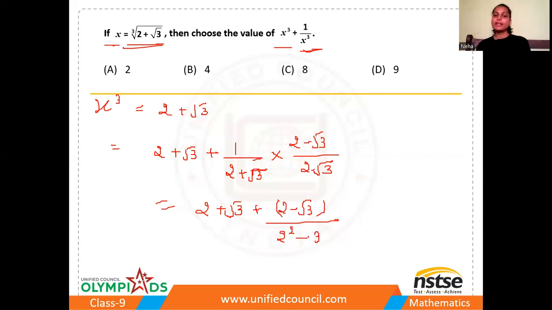So now this is 4 minus 3, which is 1. The denominator is 1, right? So I can leave it, if the denominator is 1. Now this cancels out. So this is 2 plus 2, which is 4. Option B is the right answer.